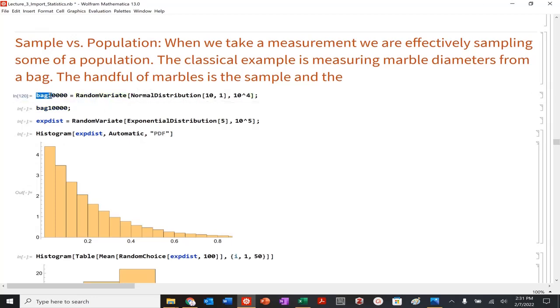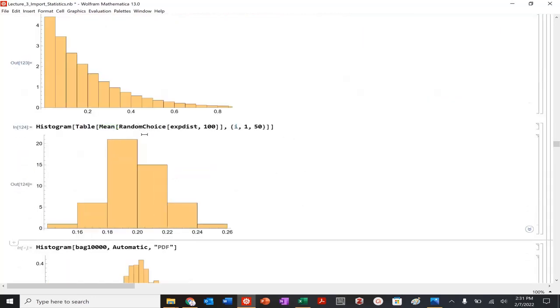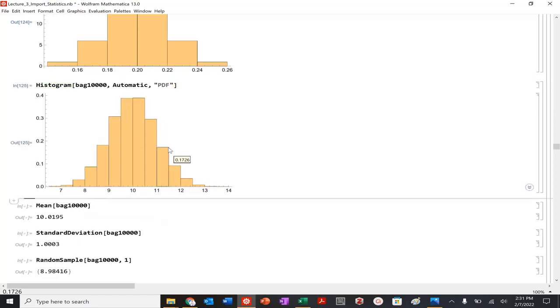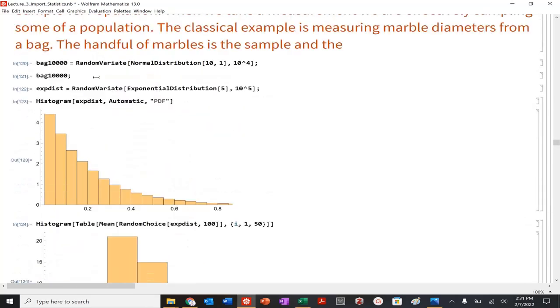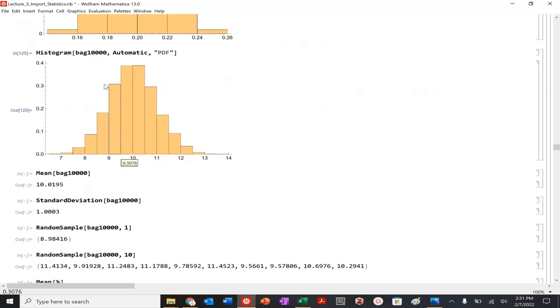So if I have a bag of 10 to the 4 marbles, and I've normally distributed it, you could look at some different functions as well. But anyways, this is my population. The population is the total number of potential measurements in your system. You're never really going to know the exact size of the population. So for example, if you're measuring the temperature in a room, you're never going to measure all the possible temperatures. Instead, we're going to take a sample of that to approximate as best as we can our population.